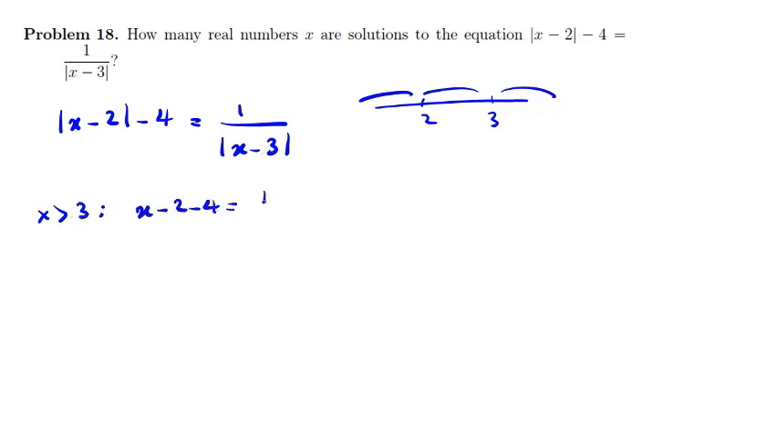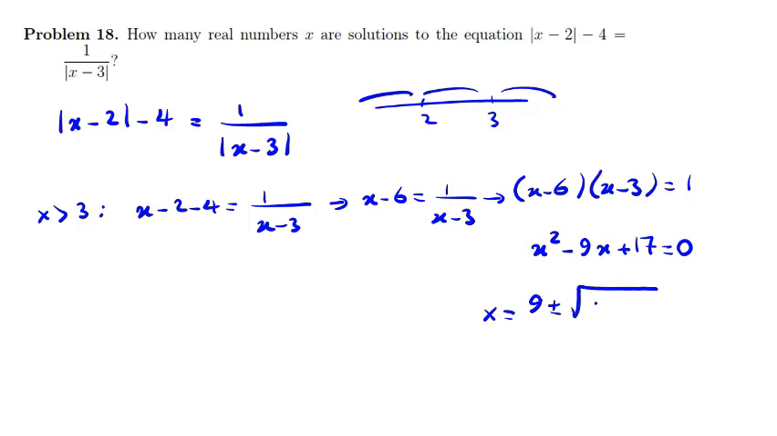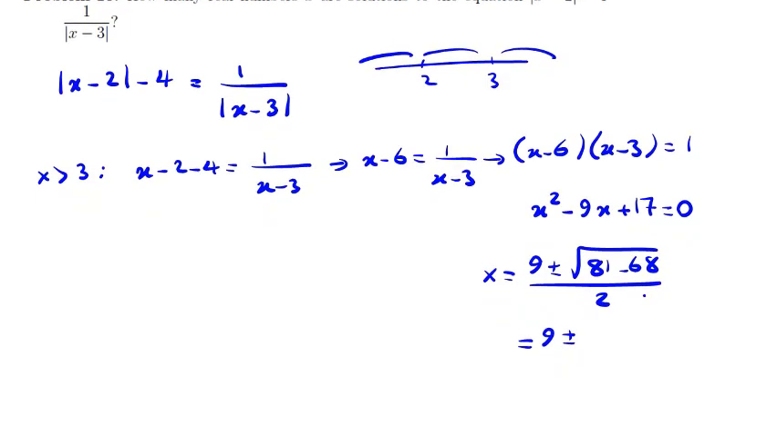If x is greater than 3, x minus 2 minus 4 equals 1 over x minus 3. So x minus 2 minus 4 is x minus 6 equals 1 over x minus 3. If we cross multiply, x minus 6 times x minus 3 will be 1. If we simplify, x squared minus 3x minus 6x plus 18 minus 1, x squared minus 9x plus 17 equals 0. If we find the roots, x equals 9 plus or minus the square root of 81 minus 68, over 2, which is 9 plus or minus root 13 over 2.